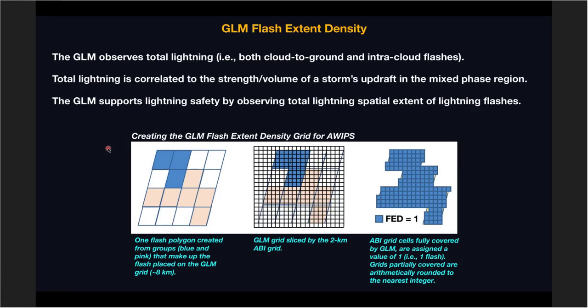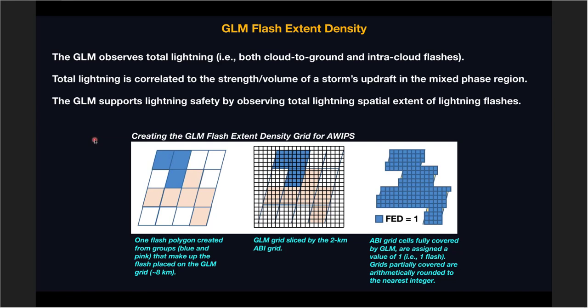So I thought it would be a good idea to just go over what this product is. The GLM, which is, as I said, an optical-based lightning sensor, observes total lightning. So it can't distinguish between cloud-to-ground and intra-cloud flashes. Some of the researchers feel like there might be a way to do that eventually, but it's just too immature right now. But it really observes total lightning.